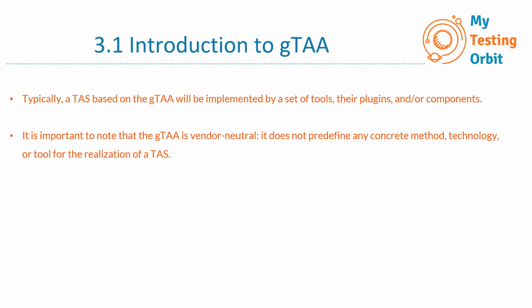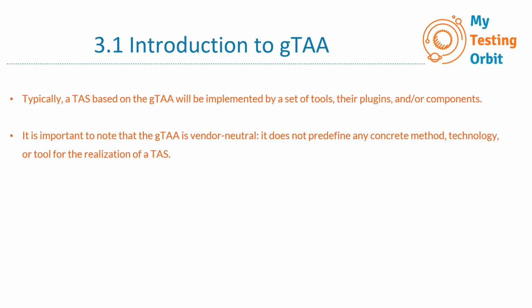Okay, so if we are talking about a generic test automation architecture, then it is vendor neutral, which means that it doesn't require that each tool or technology needs to come from the same vendor. So it can be a combination of different tools, different technologies, which can be coming from different vendors as well, different suppliers.